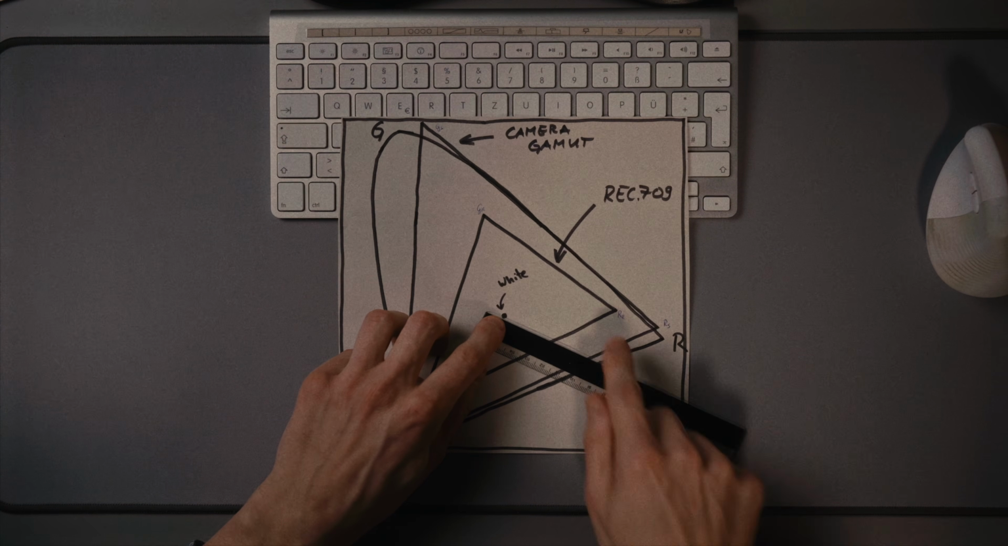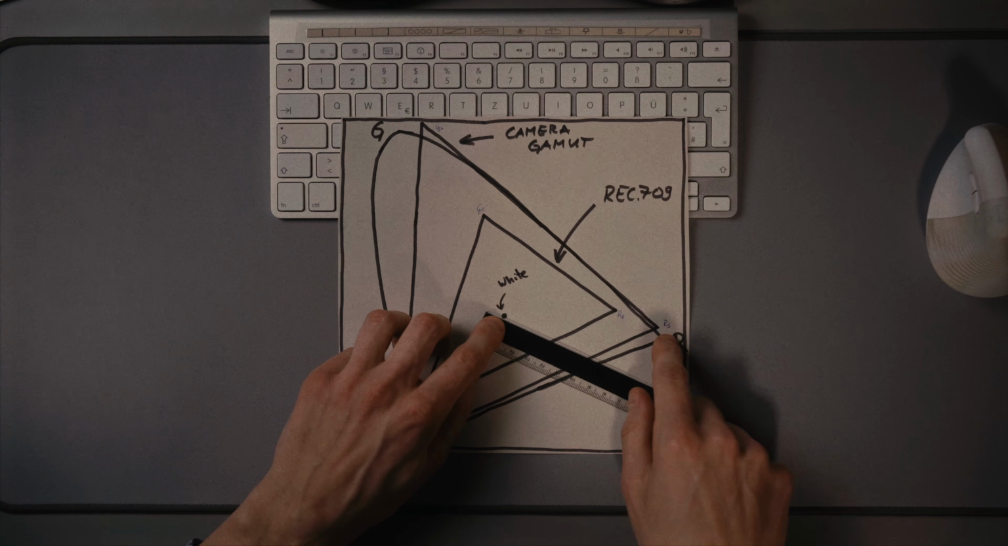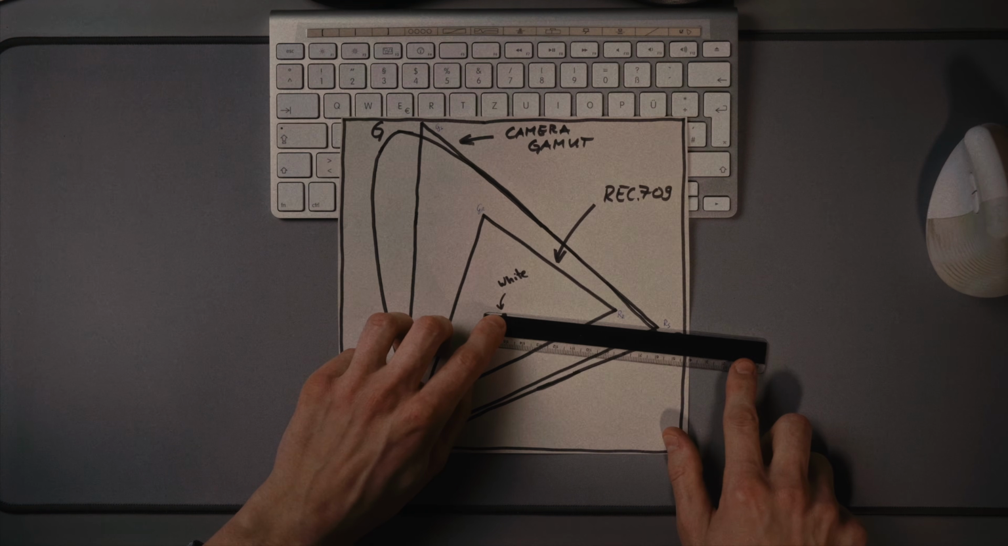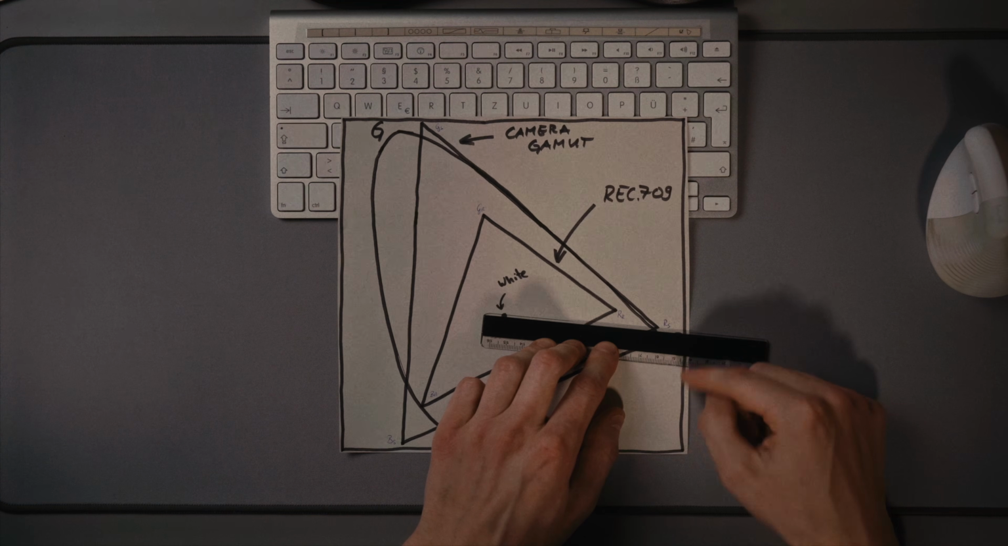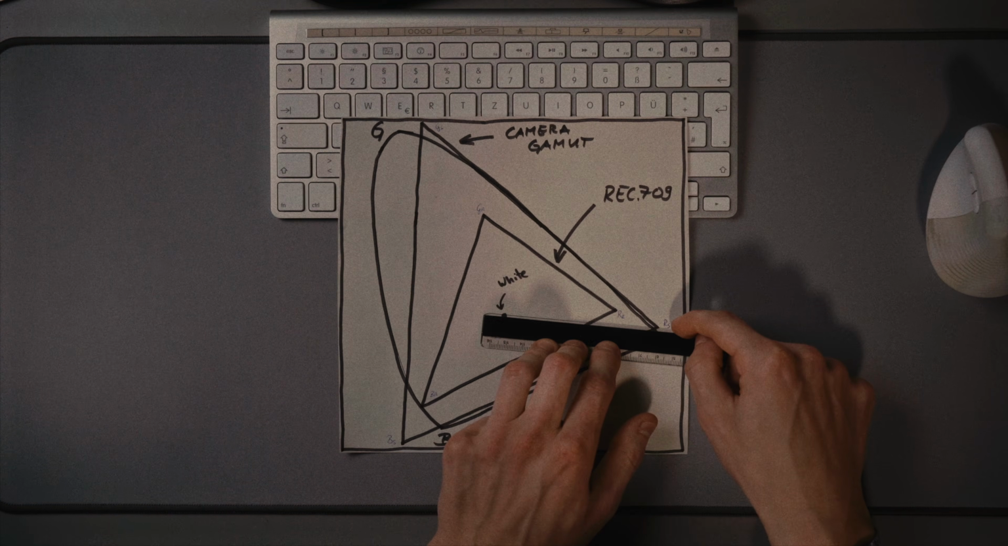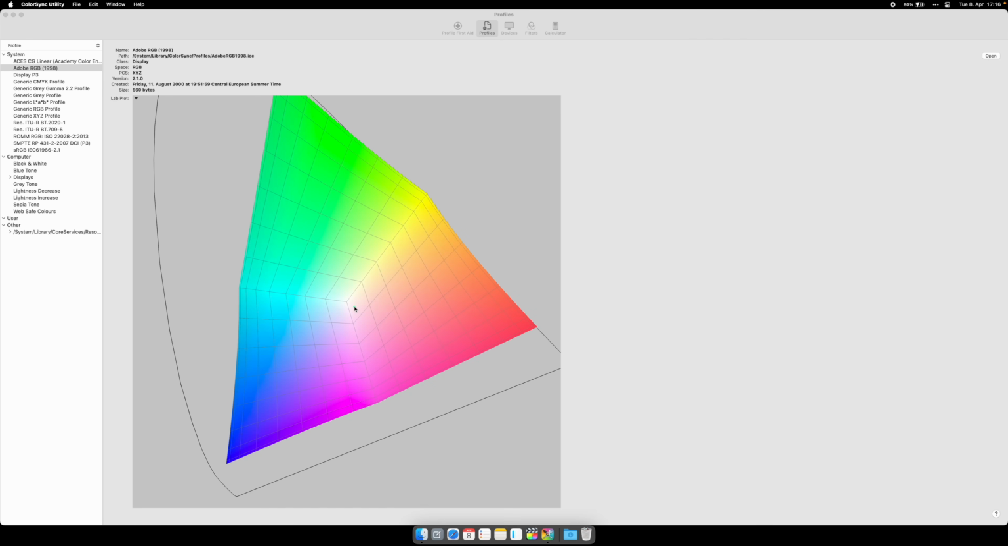Now I will try to line it up with the red points in the Rec. 709 gamut and the camera gamut. And look at that. These points do not line up. This means the red in our camera gamut has a different hue than the red in our Rec. 709 image. Let's have a look at my computer again.